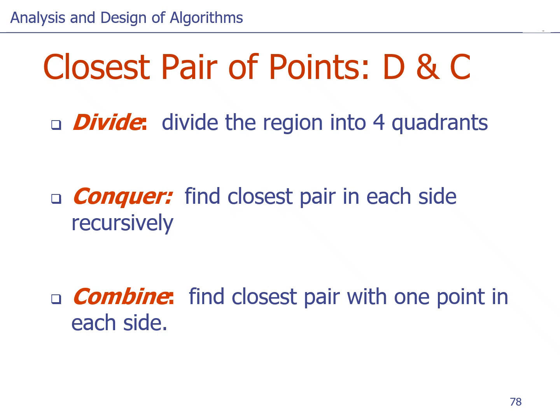Now, the problem that you might have already been thinking of, or if you have already read the last point here, the combine step, is that the smallest distance between 2 points, the line connecting the 2 points, could be crossing quadrants. So I also have to take that into consideration when I am merging my results. Okay?